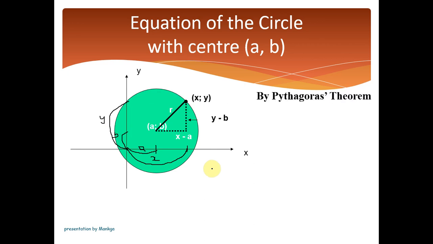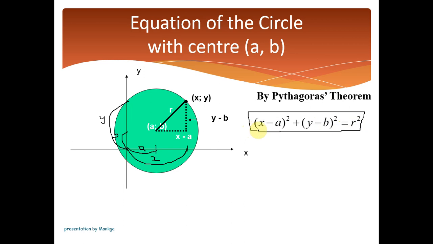So to get the equation, by using the theorem of Pythagoras, the radius will always be the same. It will not change. Therefore, if you are given the equation of the circle centered at (a, b), this should be the new formula that you use. It's (x minus a) all squared plus (y minus b) all squared equals r squared. This formula, we only use it when we are talking about the circle centered at (a, b).